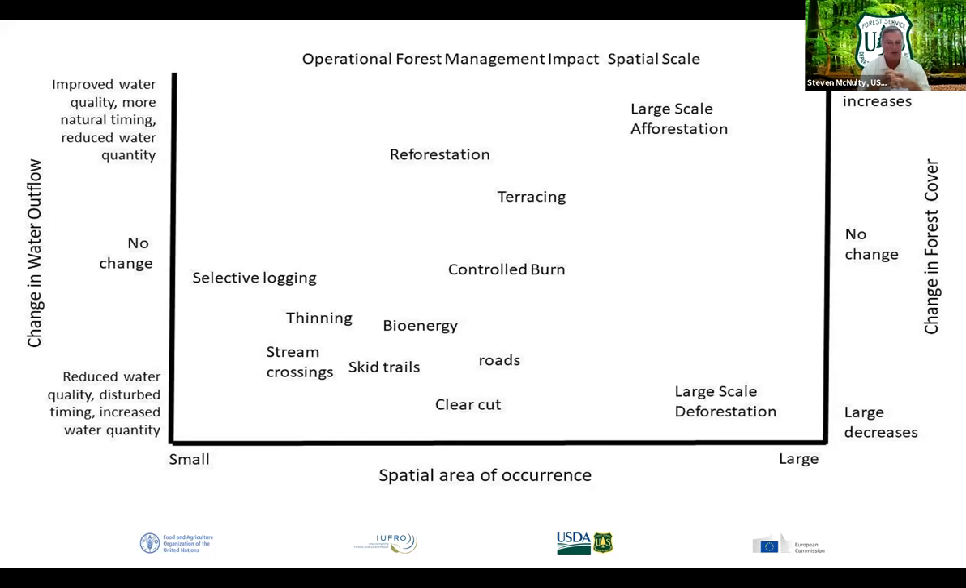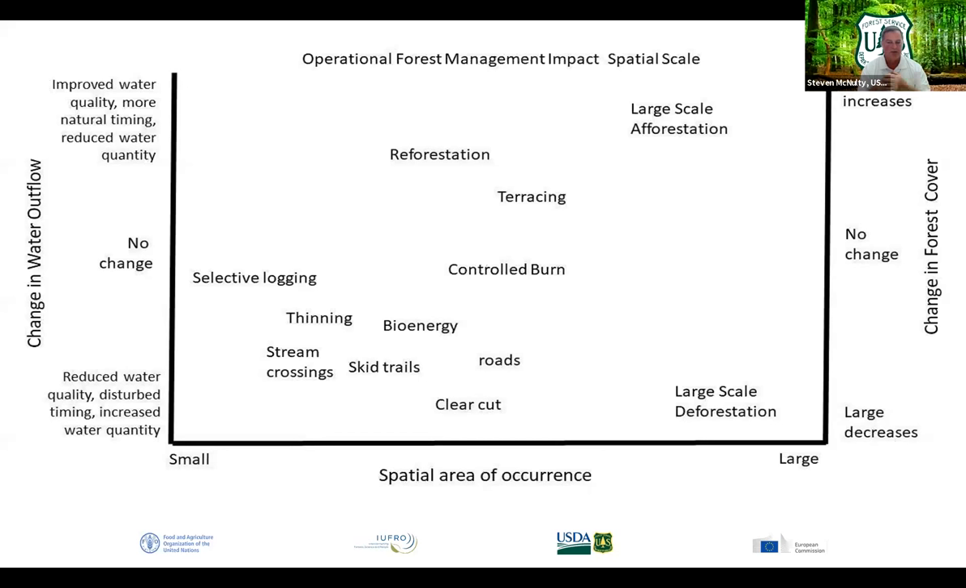We also need to think about the changes in forest cover from no change to large changes. And we need to think about the scale under which we're doing forest management. So for example, on one end of the scale, in the lower right corner, we have large scale deforestation. So this is the denuding of forest area in a very large area.